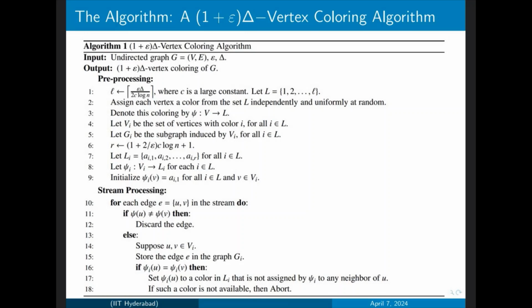Then, as a part of stream processing, scan the edges. For every edge, see if the vertices have the same color or not. If they have the same color, then they must belong to the same subgraph. So reassign a new color to any one vertex from the color set belonging to that particular subgraph. Else, we can ignore the edge.